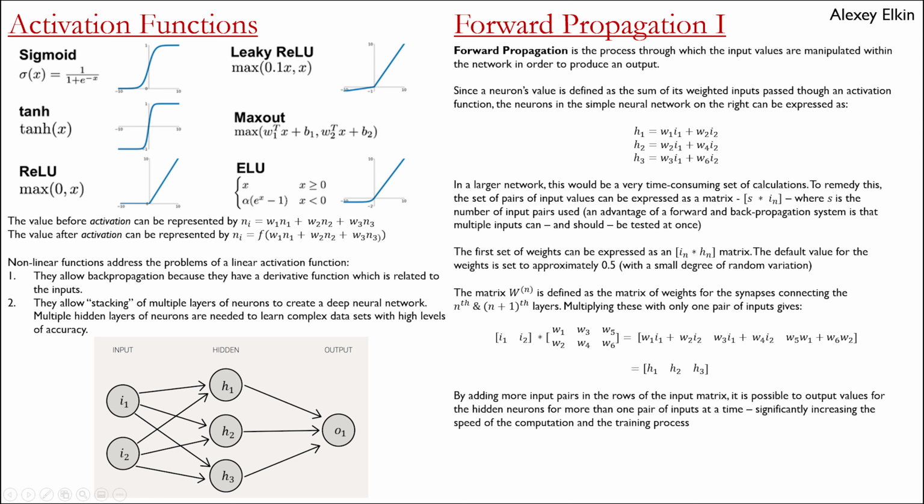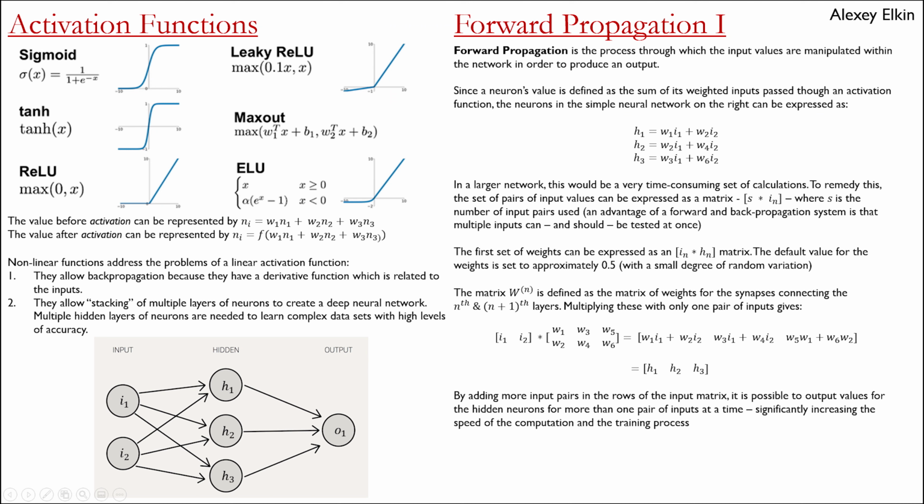Forward propagation is the process through which the input values are manipulated within the network in order to produce an output. Since a neuron's value is defined as the sum of its weighted inputs passed through an activation function, the neurons of the simple neural network on the left can be expressed as this. In a larger network, this would be a very time-consuming set of calculations.